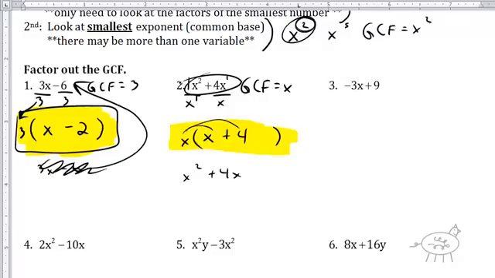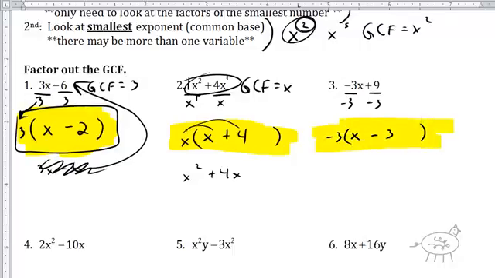Okay, so the next one. There's no x here, so it's just a number. Well, what goes into 3 and 9? Well, 3, but I'm going to take a negative 3 out. If you took a positive 3, that would be okay too. Not a big deal. So I get negative 3, and then in parentheses, negative 3 divided by negative 3. That cancels out, and you just have x. And then 9 divided by negative 3 is minus 3. So that is my answer.